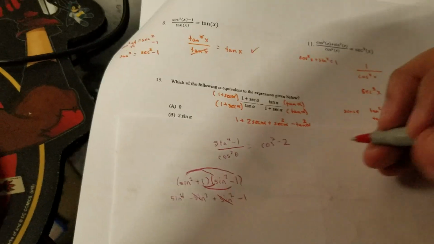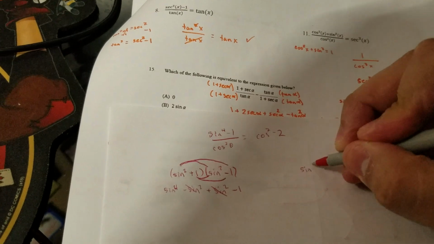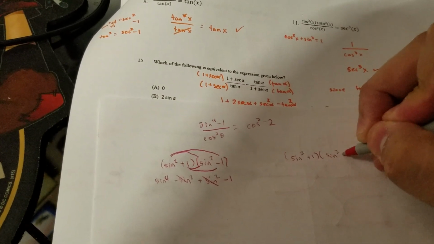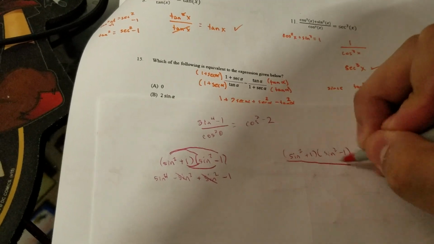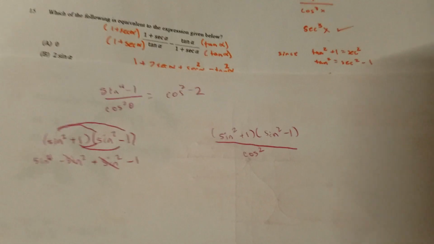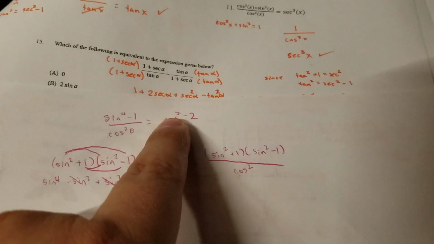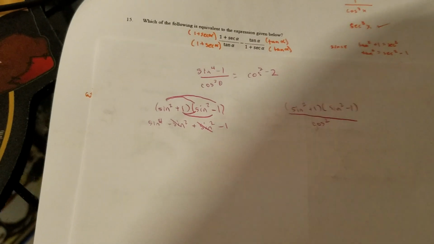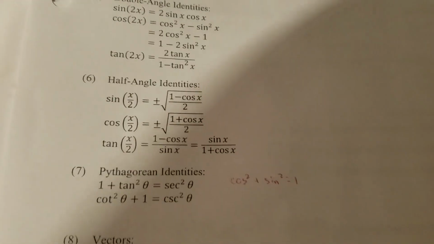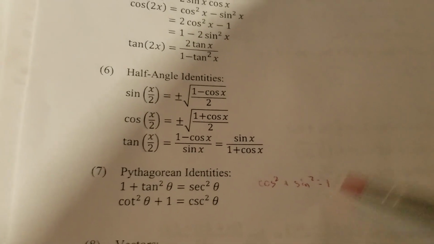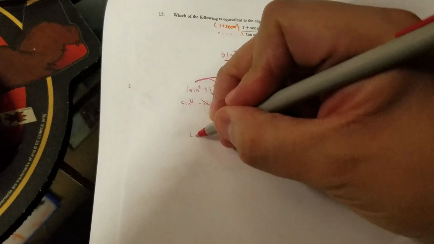So I'm going to rewrite this as sine squared plus 1 times sine squared minus 1 over cosine squared. Okay, so at this point, again, this right here does not look like that. So we're going to have to do some work here. I don't know why they didn't give you this one, but this property right here is what we're going to use: cosine squared plus sine squared equals 1. And I'm going to write this off to the side.